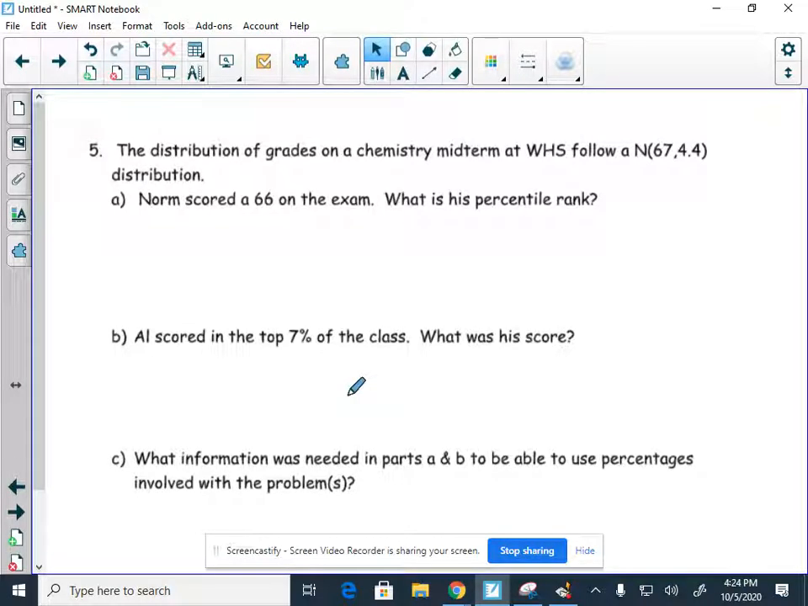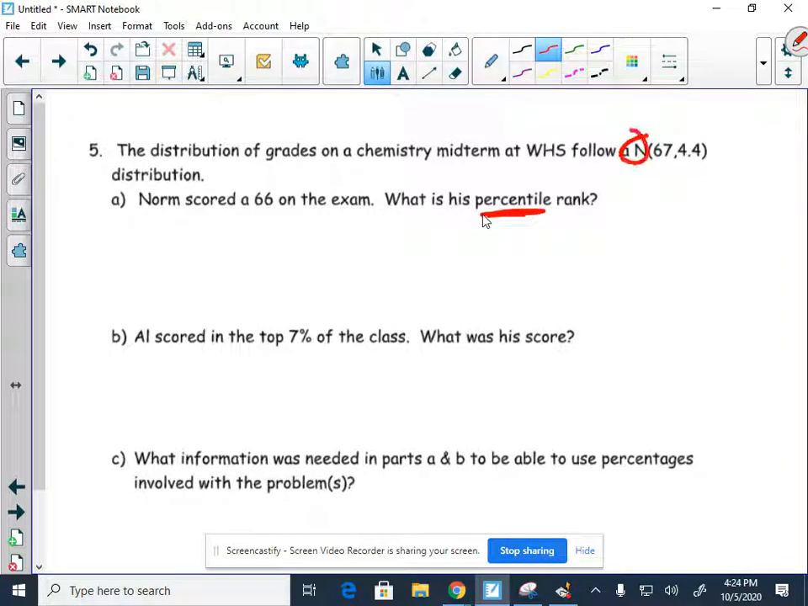Norm got a 66 on the exam. What's his percentile rank? So you do have to know a couple things. You need to know that N means it's normal. You need to know what a percentile is. So there are 4 points. If you don't study for this, you don't get the 4 points. It's going to be problematic for you.